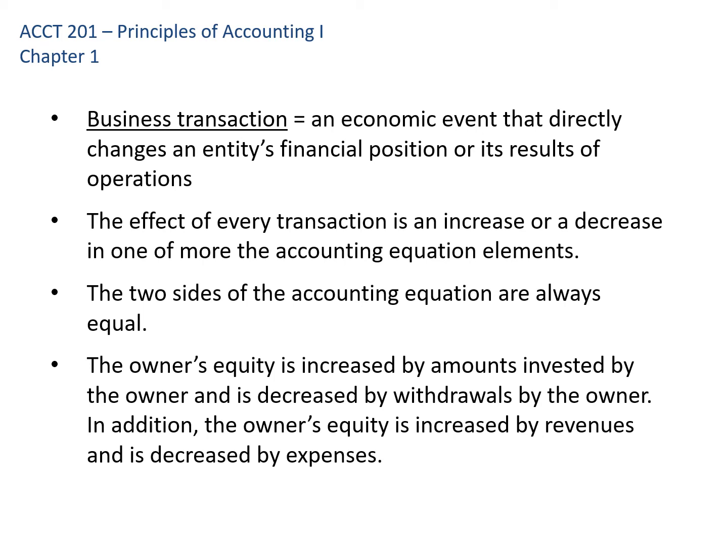So every transaction, and I don't care what kind of transaction you can think of, it's going to increase or decrease one or more of the elements of that accounting equation, but the two sides are always going to be equal. The owner's equity is going to be increased by investments the owner makes, it's going to be decreased by withdrawals, and it's going to be increased by revenues and decreased by expenses. So with profits being revenues minus expenses, profit increases owner's equity and losses decrease it.